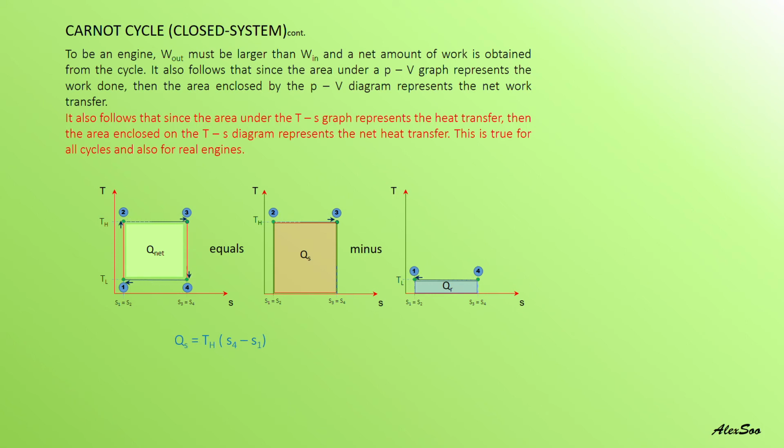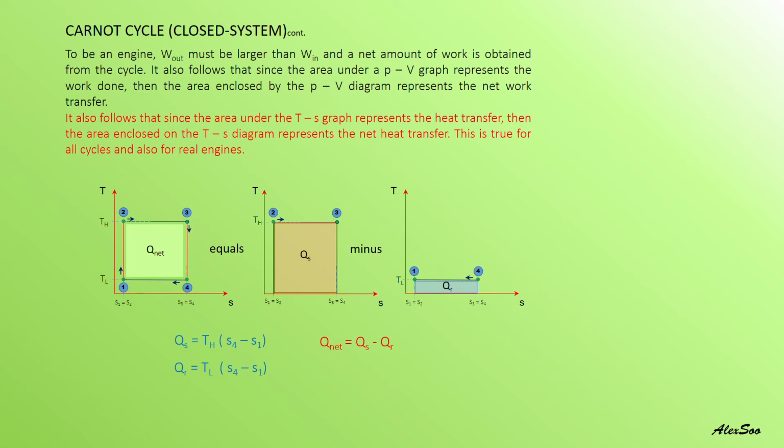So that is the QS formula, based on the area under the process path from 2 to 3. And since S3 equals S4 and S2 equals S1, it can be written as S4 minus S1 as well. So this is the heat rejected.